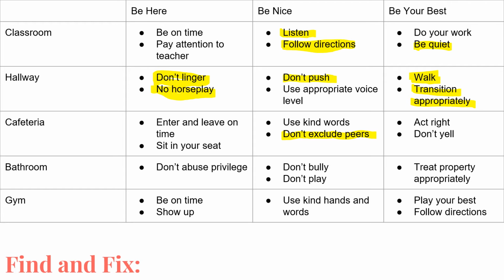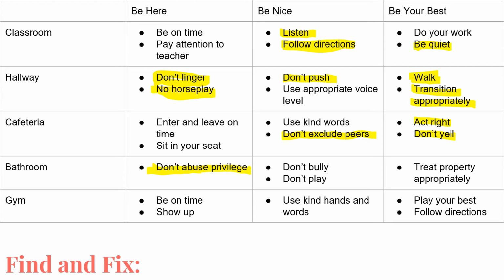Be your best in the cafeteria. Act right, don't yell. Let's try and change that to be a little more positive. Instead, we could say act in an appropriate manner and speak with the appropriate level of tone. And the bathroom being here means don't abuse the privilege. Let's try to clarify that a little more and use some more positive language. Instead, we could say ask permission before using.